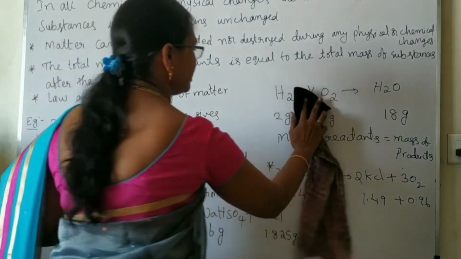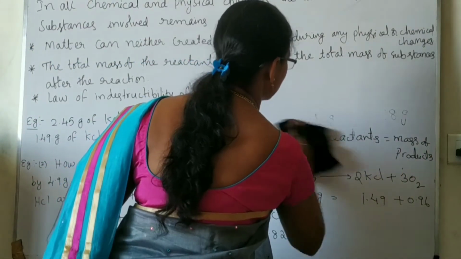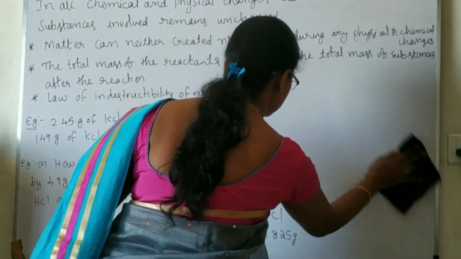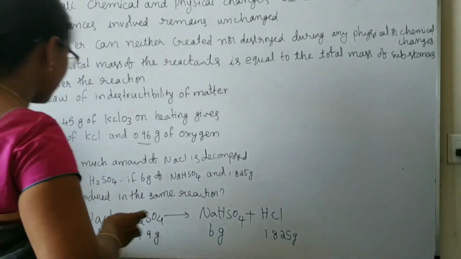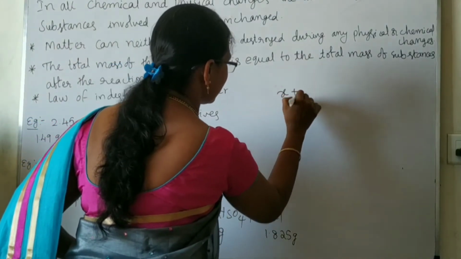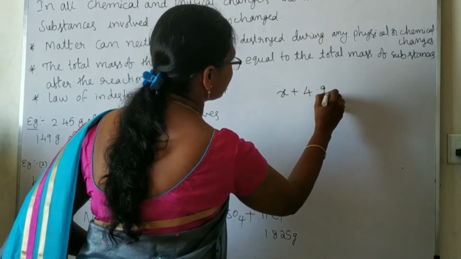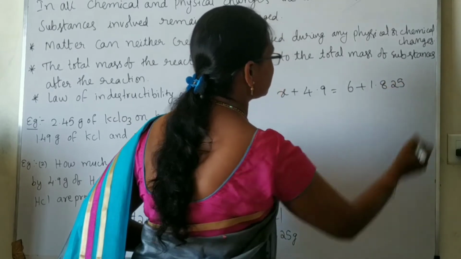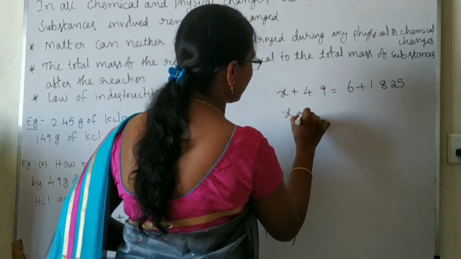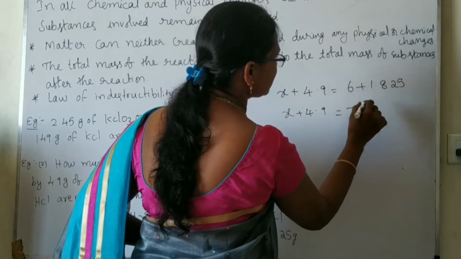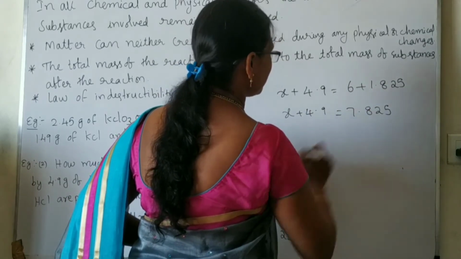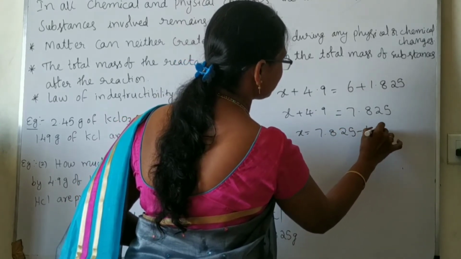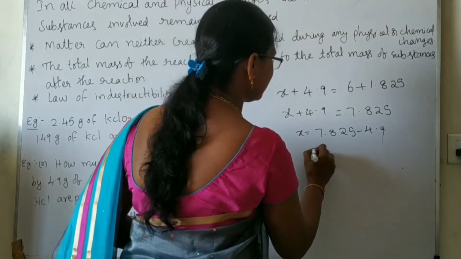According to the law of conservation of mass, we can say the mass of the reactants is equal to the mass of the products, right? So here, taking the masses, X plus 4.9 is equal to 6 plus 1.825. Okay, so X plus 4.9 is equal to 7.825. So X is equal to 7.825 minus 4.9. Then you will get the X value.